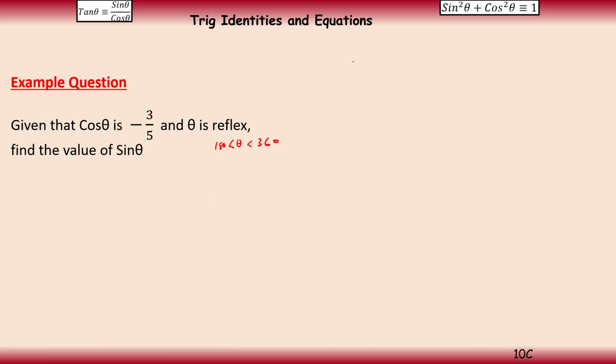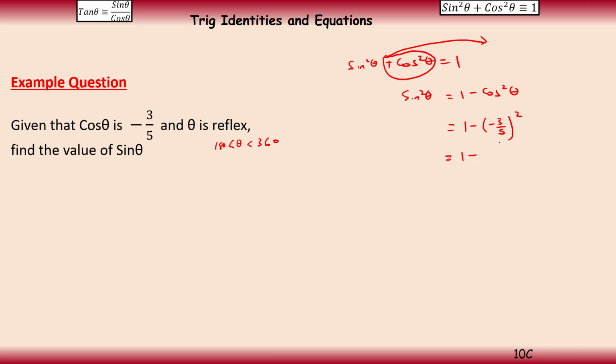Okay, now I've got my identity, which I always fall back to. Sine squared theta plus cos squared theta is equal to 1. I want to find sine theta, so if I leave sine squared theta on the left hand side, I'm going to take my cos squared theta over to the right hand side, so it becomes negative, equals 1 minus cos squared theta. I know cos theta is minus 3 over 5, so I'm going to sub that in. 1 minus minus 3 over 5 squared, so that's equal to 1 minus, times minus gives me plus, so if I square that, I get 9 over 25.